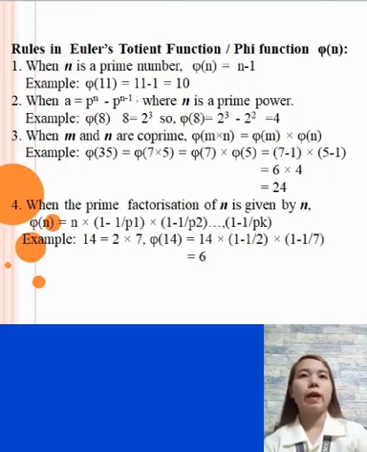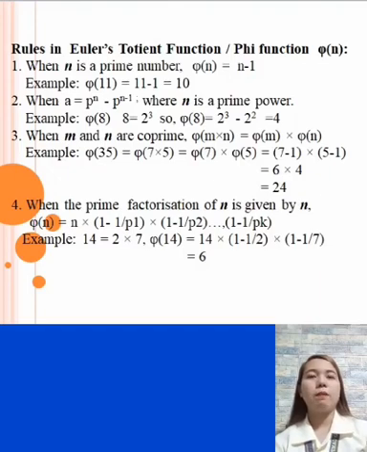Third, when m and n are co-prime, then phi of m times n is equal to phi of m times phi of n. This is applicable to composite numbers. For example, phi of 35 is equal to phi of 7 times 5, which is phi of 7 times phi of 5, which is equal to 7 minus 1 times 5 minus 1, which is equal to 6 times 4, which is equal to 24.